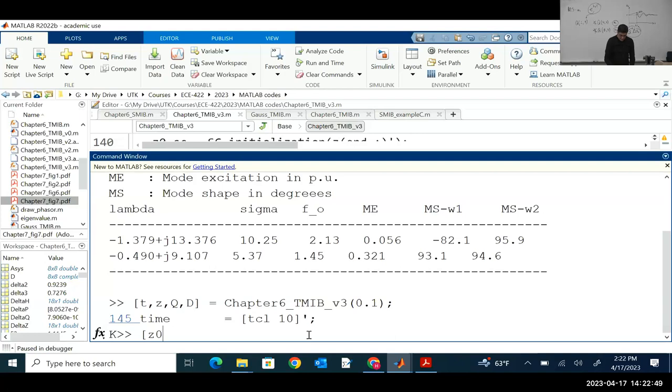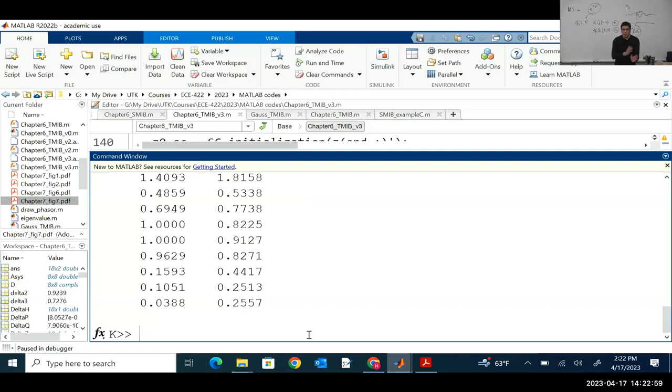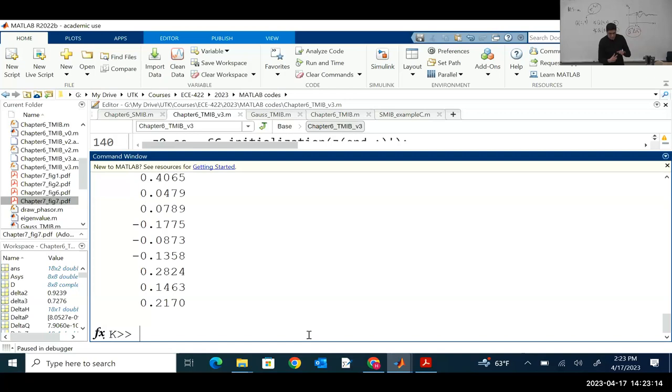Z zero is the equilibrium point. That's the vector. And Z zero fault clear is that one. So I need to take the difference between these two. Let me call it delta Z, which is going to be Z zero fault clear minus Z zero. That's delta Z. But Z has state and algebraic variables. So I need to pick in this vector. What do I need to pick in that vector? Yeah, the first eight. So we will pick the first eight here, and that is delta x zero, just the one that we need for this calculation.